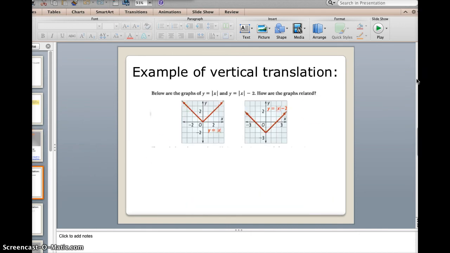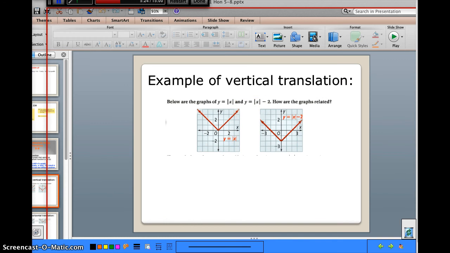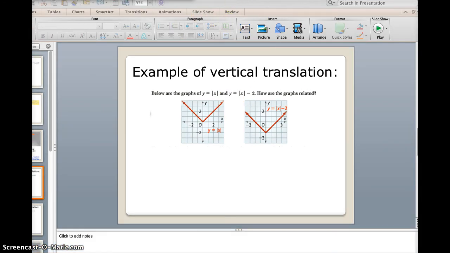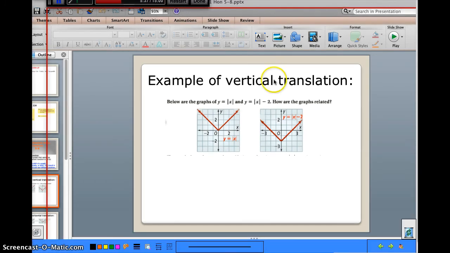If you look at these two examples, oh, I don't think I can do a slideshow on this. Nope, I can't, so we're going to have to deal with it. If you look at this example of a vertical translation, the parent function, which they're showing over here on the left, which we just worked out, and then let me write this a little bit bigger, this one is y equals the absolute value of x. That's the one we just did. The second picture of an absolute value graph is y equals the absolute value of x, the parent function, and then they subtracted 2 on the outside.